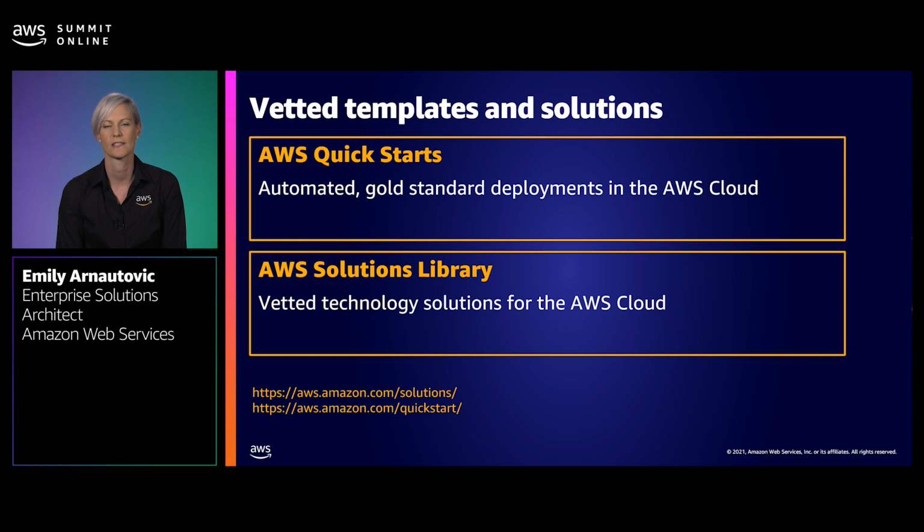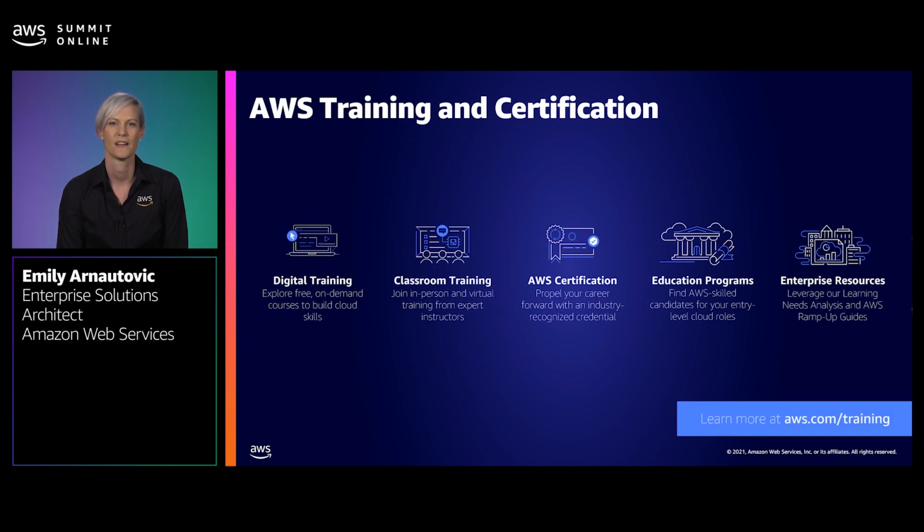The AWS Solutions Library is a collection of cloud-based solutions for dozens of technical and business problems. It's really worth taking a look here to see if someone else has already solved the same problem you're trying to solve. Now finally, for more complete training and even certification, we recommend taking a look at what is available on aws.com/training. You can start with digital training and progress from there.